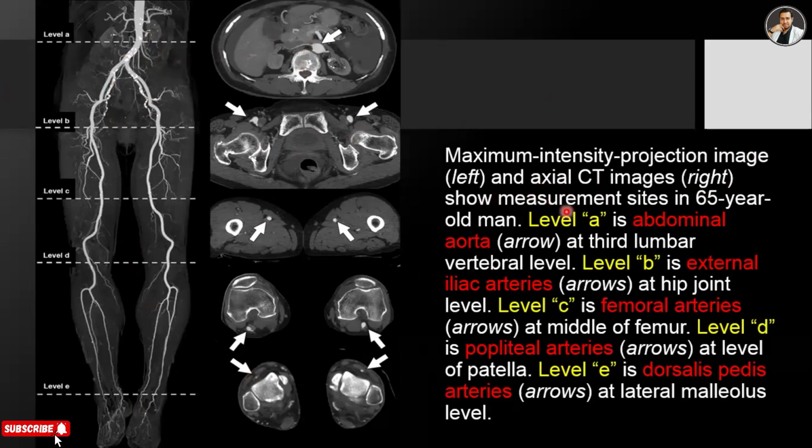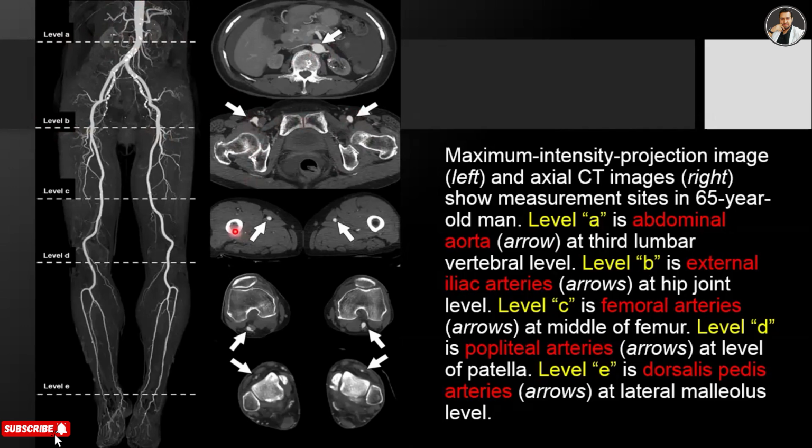If we look at level A, the abdominal area. This is the abdominal area. The scan is starting. The kidneys are starting from the arteries. The level B image is this. The level B image shows the two external iliac arteries.